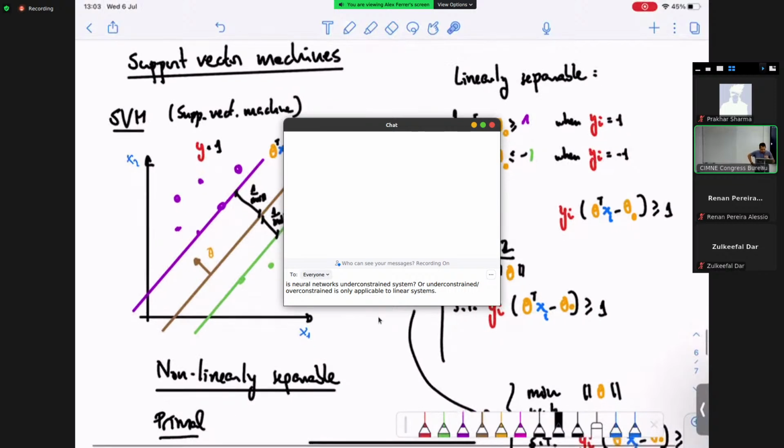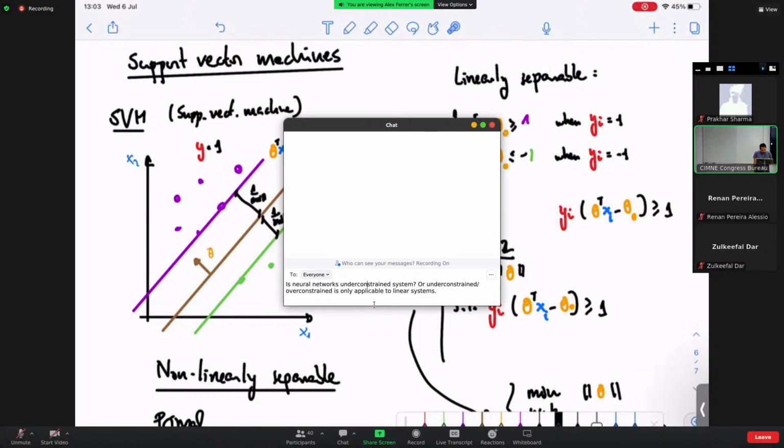How do you do it? You can see that if you multiply by 1 and minus 1, the labels of this data, then you have the same constraint for all the points. Okay? So these two constraints can be put in one constraint, just multiplied by this.